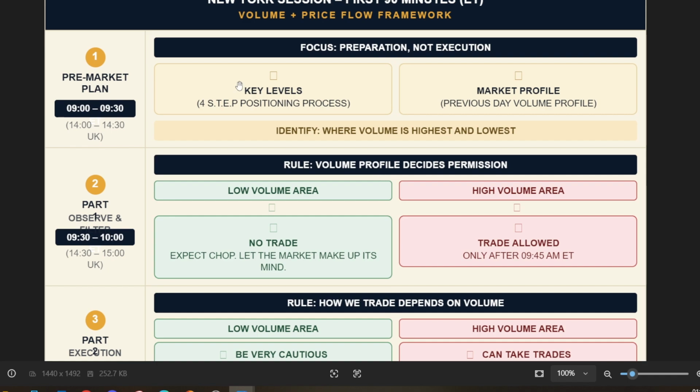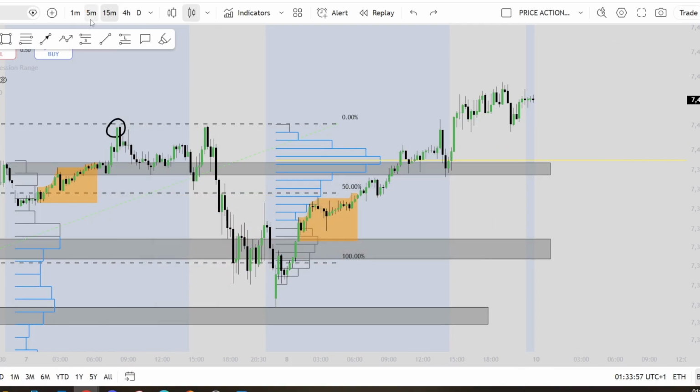So let's go to Friday now. 4-step positioning process. Now, it's important to understand levels that have held from previous days. You do not ignore them. That's something I make very clear. So I made a post about this.